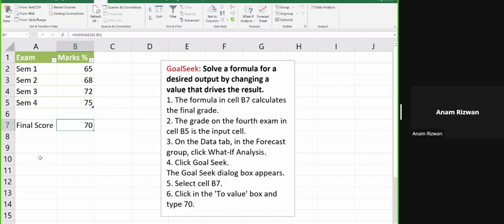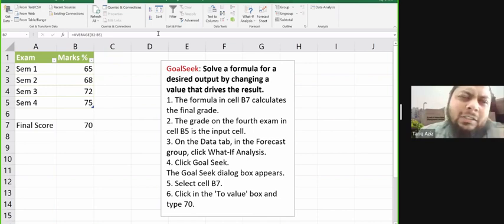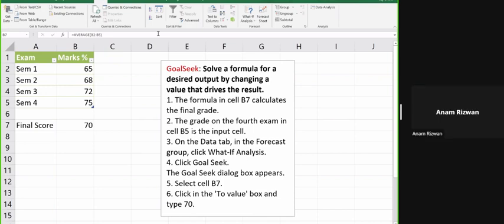So, sir, for example, here you gave us an example of a student who wants to score 70, and that's why he or she needs 75 in the fourth semester. So, in the same way, sir, if we are working in an organization and we have a sales target, we can apply that over there, right? Yes, yes. Exactly, of course, of course. Okay, thank you, sir.